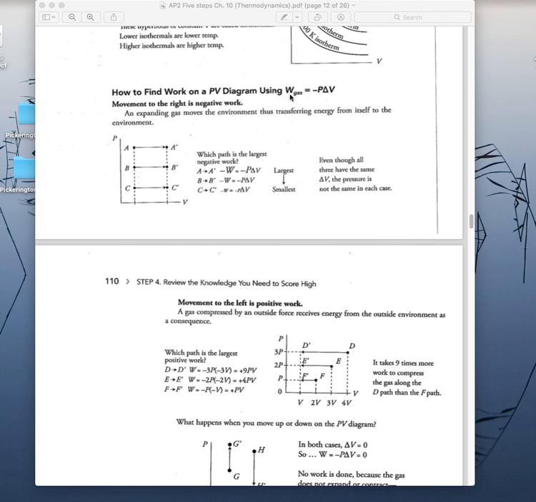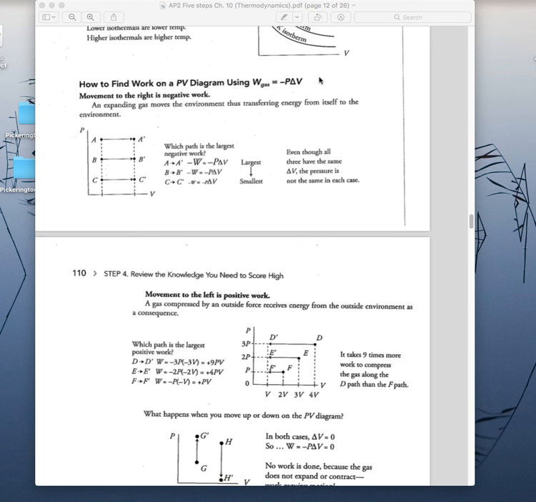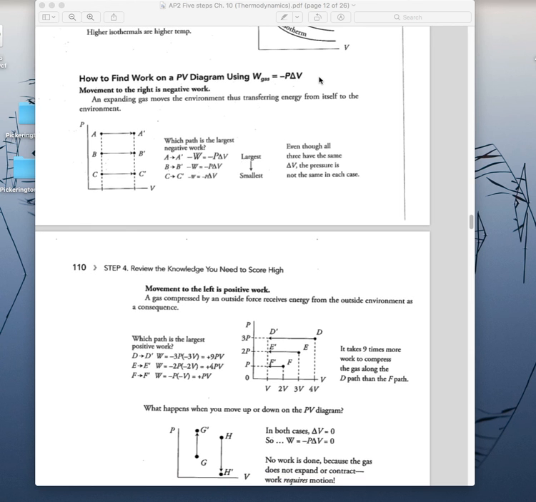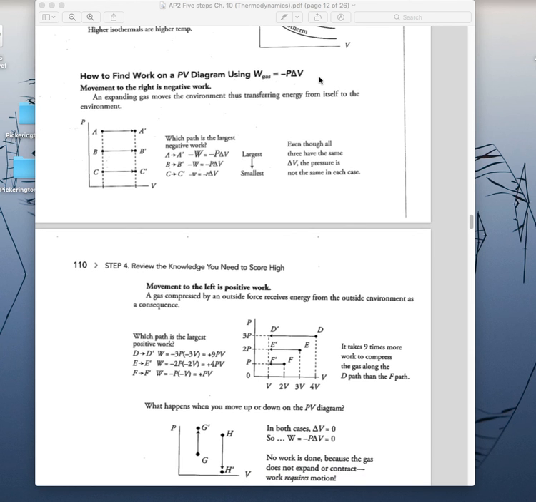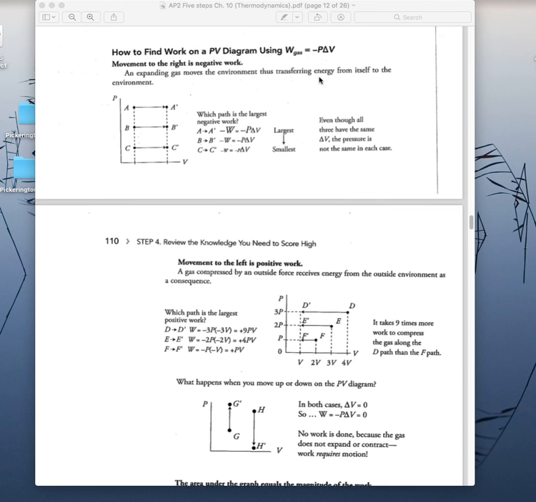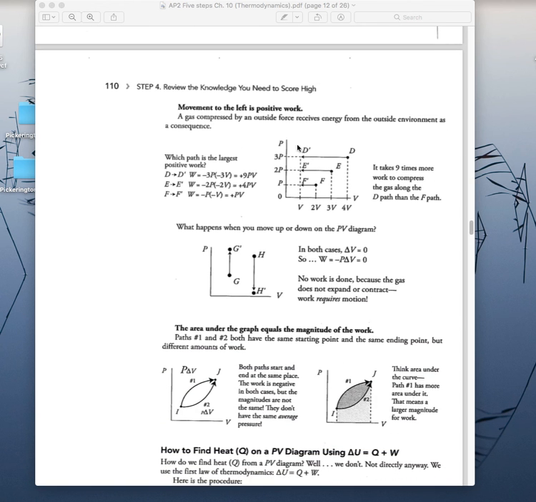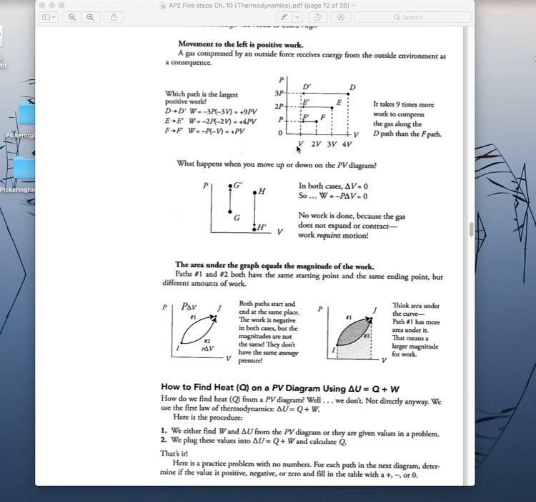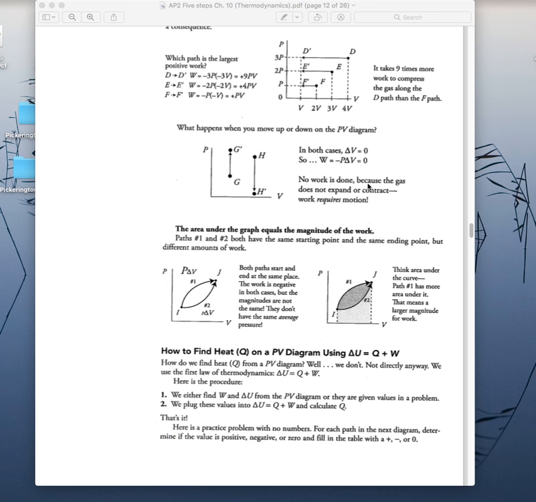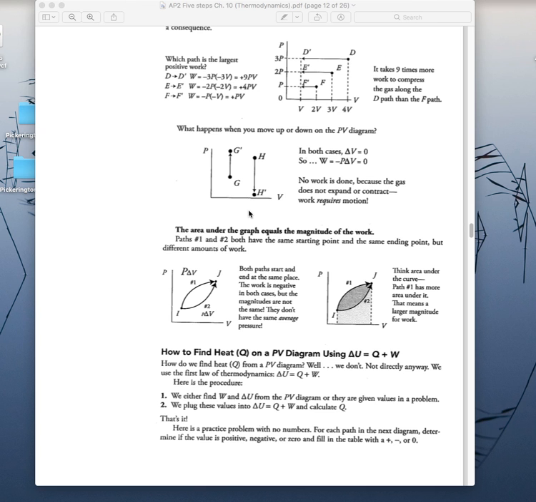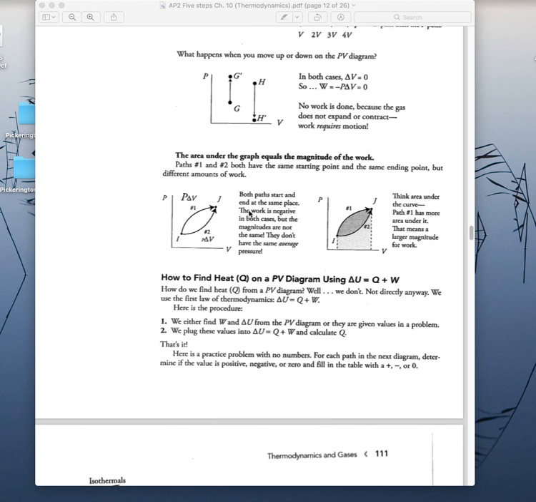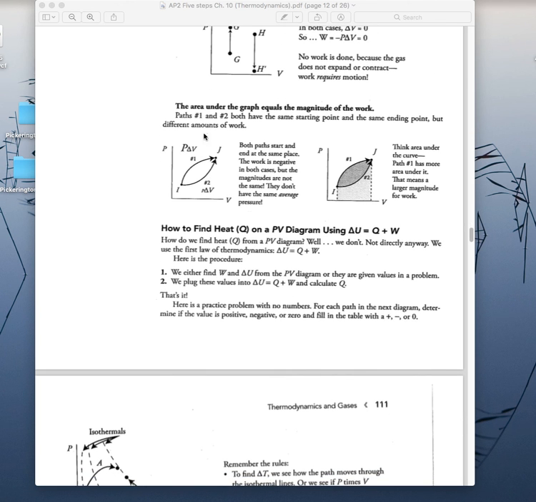So that's important to talk about. That's also on your formula sheet, I believe. Yep, that's formula T4. No work done in these cases because there's no change in volume. This is actually a really good example of the area under the graph equaling the magnitude of the work.